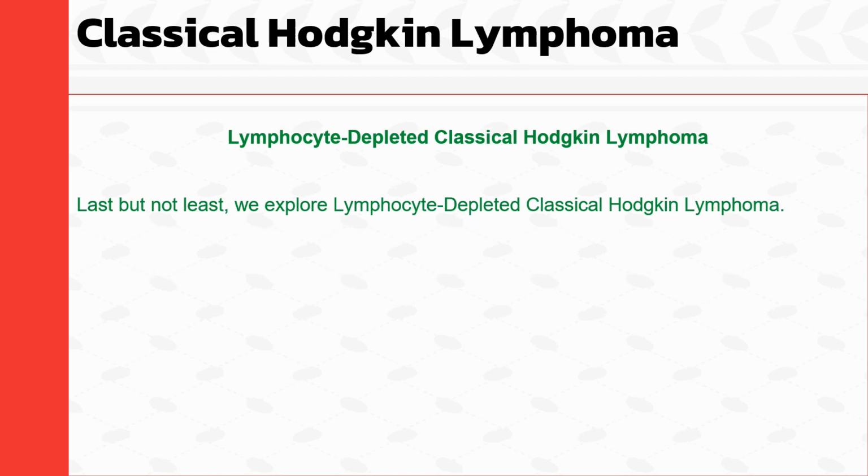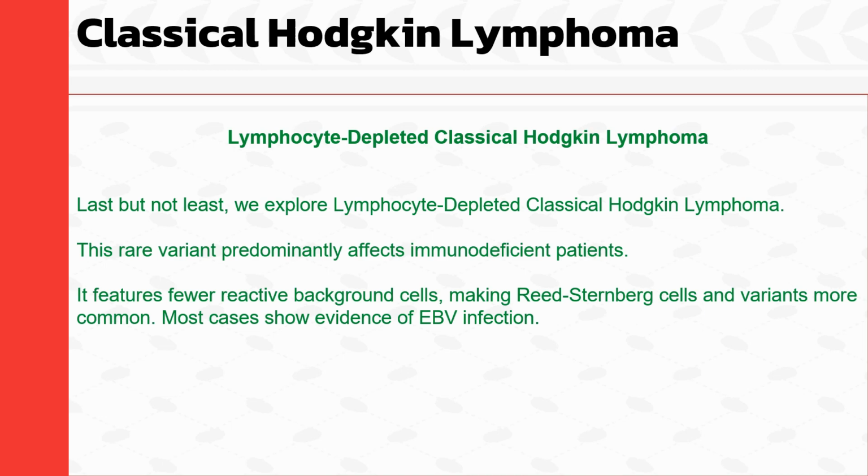Last but not least, we explore lymphocyte-depleted classical Hodgkin lymphoma. This rare variant predominantly affects immunodeficient patients. It features fewer reactive background cells, making Reed-Sternberg cells and variants more common. Most cases show evidence of EBV infection.